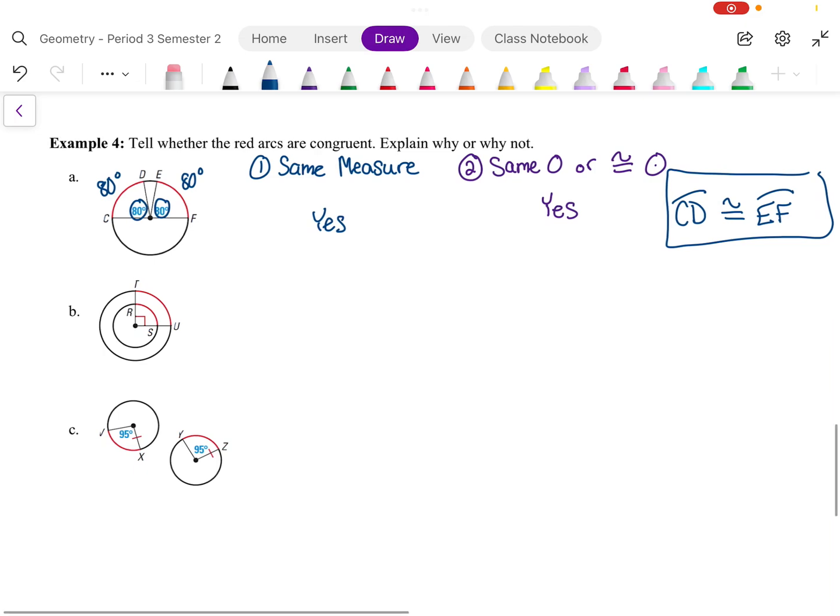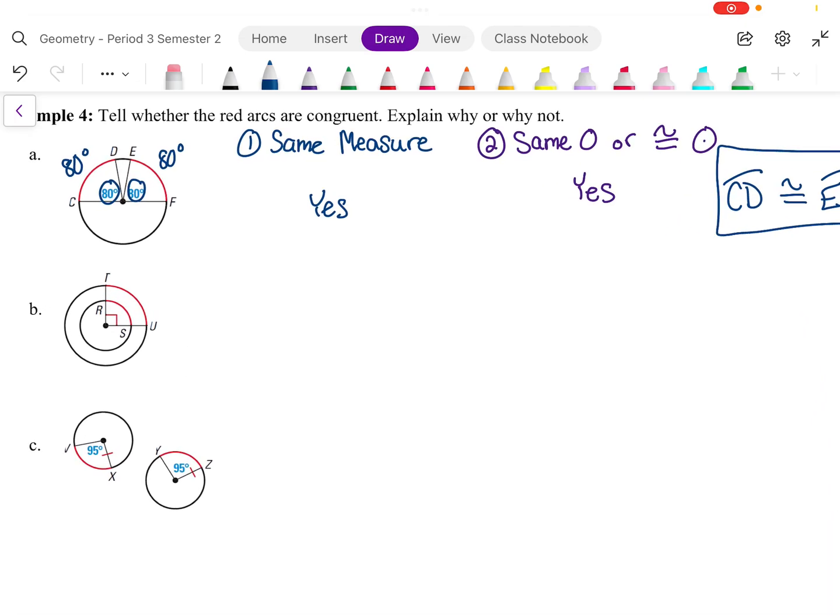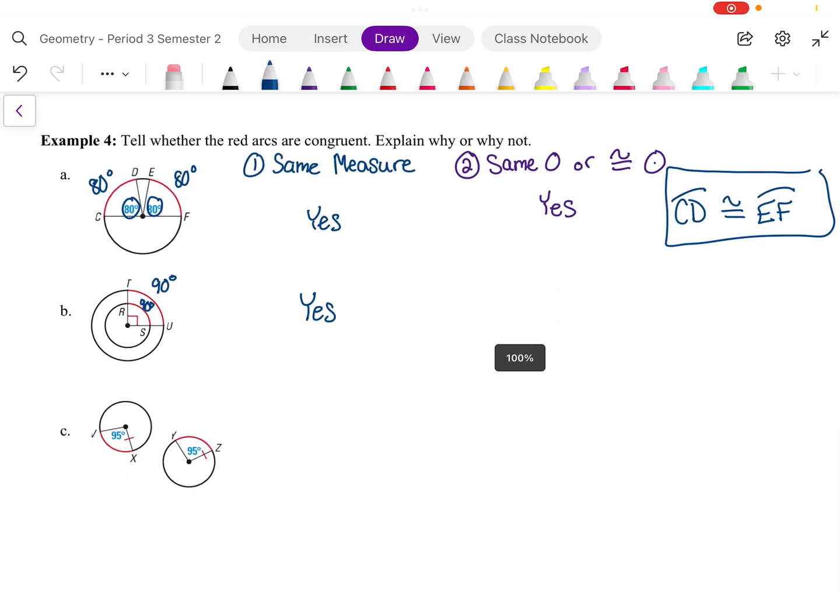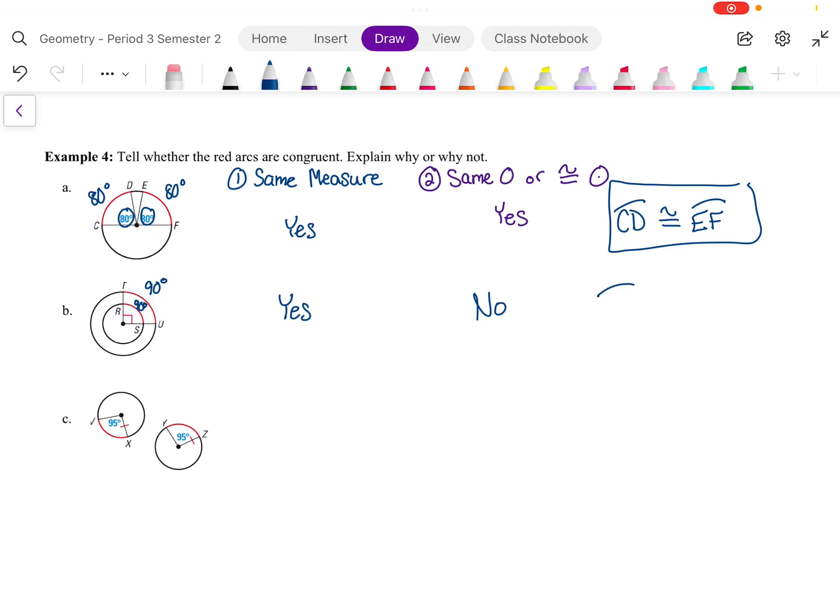Okay, so if we look at example 2, do these two have the same measurement? And they are both 90 degrees because they're central angles. So this one, yes, they do. Are they part of the same circle? No, because one's on the inside and one's on the outside. Or are they a part of a congruent circle? And again, no, because one circle is bigger than the other. So for this one, arc RS is not congruent to arc TU.